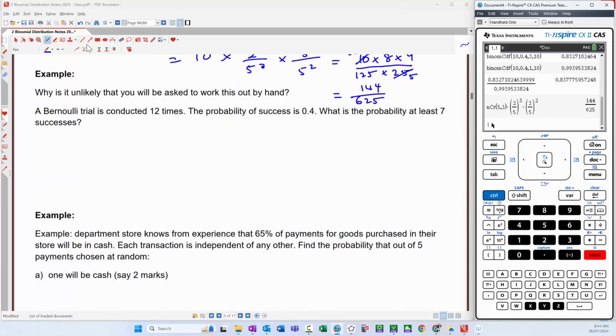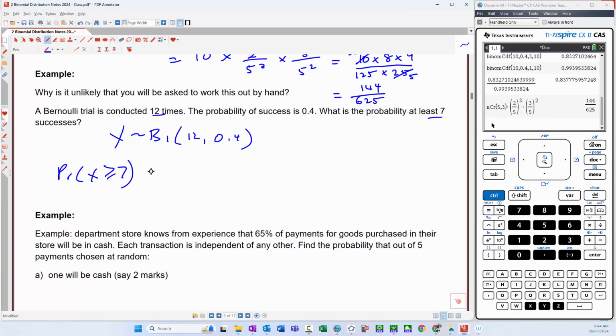But this is a good discussion point. Why is it unlikely that you'll be asked to work out this one by hand? So we've got a trial going 12 times. So x is binomial, 12 and 0.4. And what we're looking for is the probability of at least 7 successes. Probability x greater than or equal to 7.